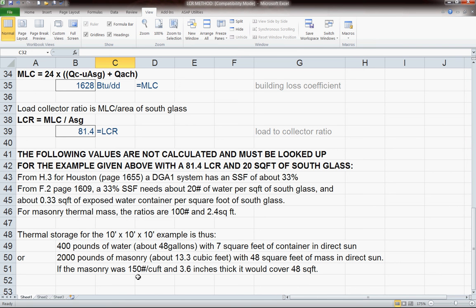So if the masonry was 150 pound per cubic foot concrete, 3.6 inches thick, then it would cover 48 square feet. You have the cubic feet, you have the inches thick, so however many feet this is, you divide into 58. It's almost a third of a foot, obviously, so you get about 48 square feet in the other dimension. That's all.